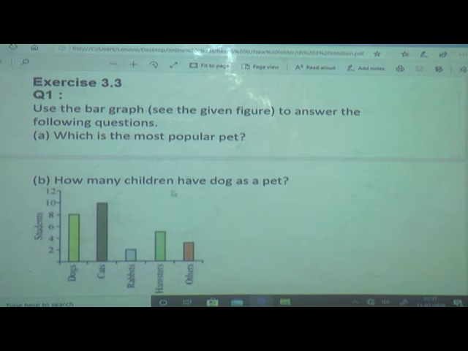How many children have a dog as a pet? You can see here the bar of a dog. Yes, the first bar is given as dog. We have to compare it with the y axis. We can find where this bar ends, that is, it ends on 8. So we can say the number of students who like dogs was 8.